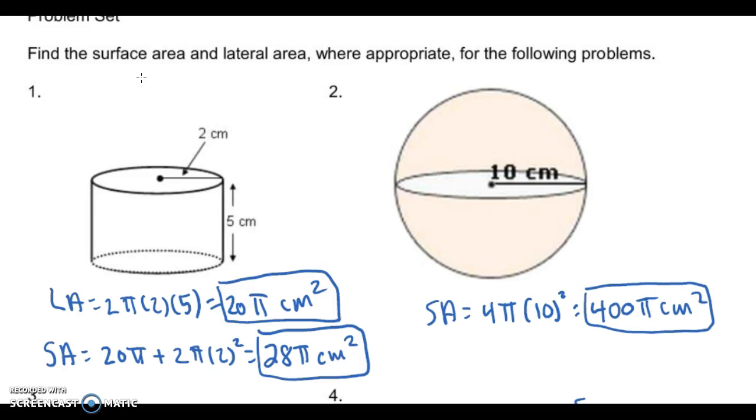For a sphere, if we're given the radius, we're going to take the radius squared, so in this case 10, so there's our radius of 10. We're going to square that to give it an area of 100, and then multiply by 4. So what we end up getting is 400 pi centimeters squared for our surface area.